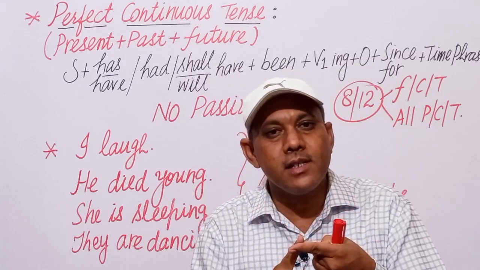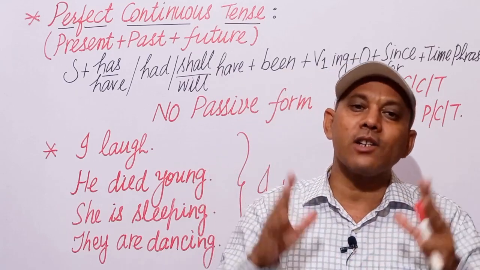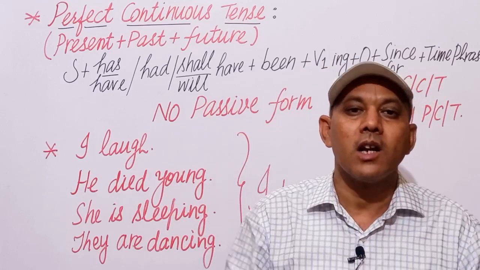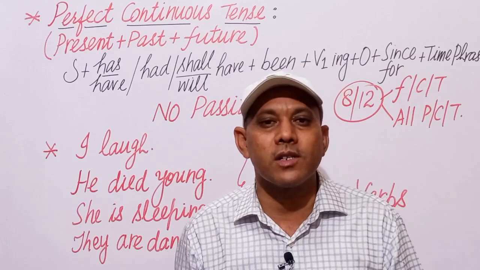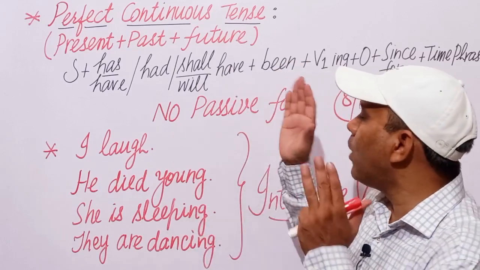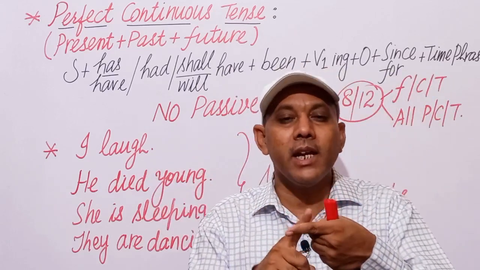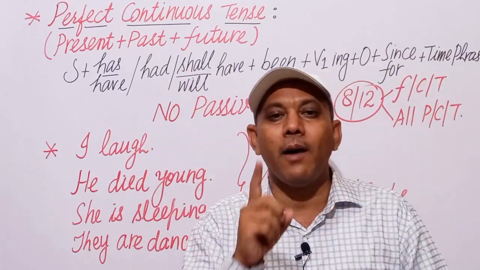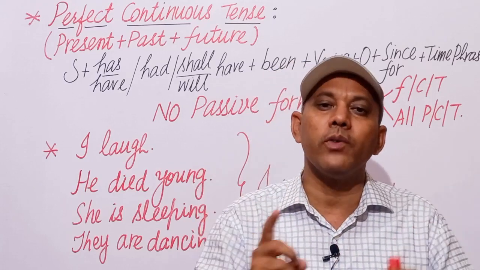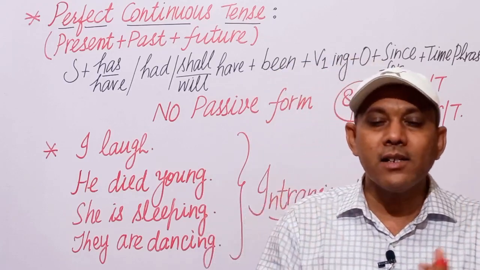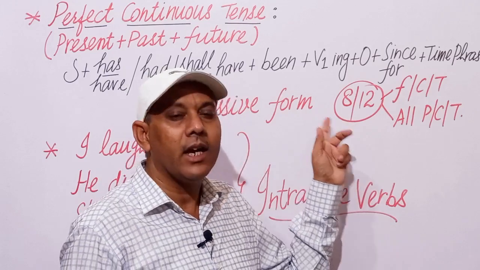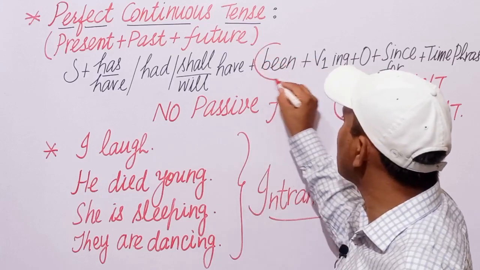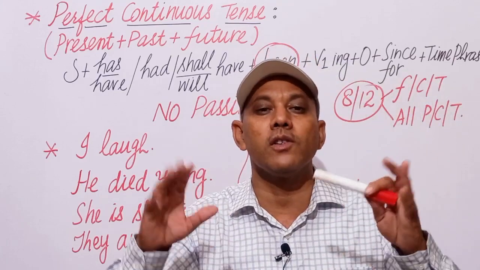Future continuous tense and all the perfect continuous tenses can't be changed into passive voice, because they have already something after the helping verb. For example, there is be after shall and will in case of future continuous tense, and we have used been in case of all the perfect continuous tenses in the structure of all the three perfect continuous tenses.